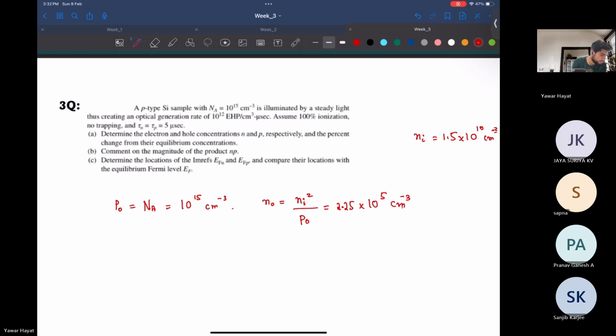Now, there is no trapping, right? And your tau n and tau p are 5 microseconds. So what is the excess electron and hole concentration? We have been provided the generation rate, and we need to compute the excess carrier concentration.